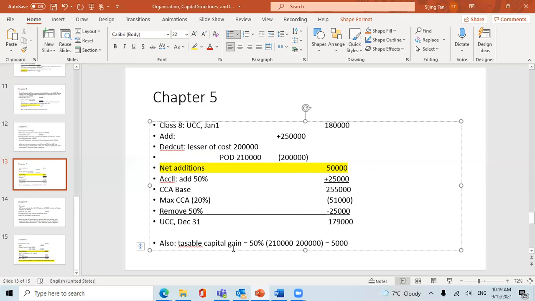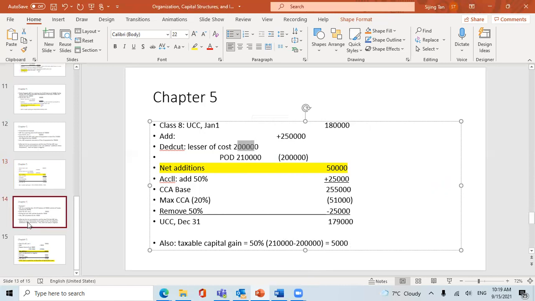Also, because we sold more than we bought, the taxable capital gain will be 50% of this $10,000 capital gain. So it's $5,000 that will be charged for tax.